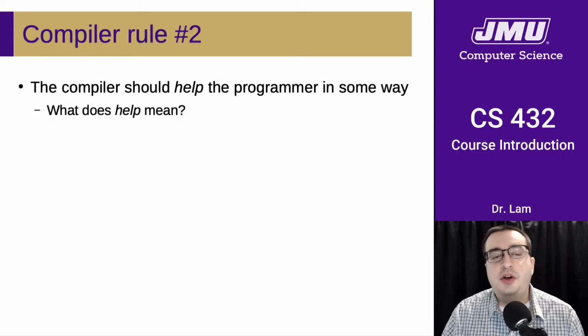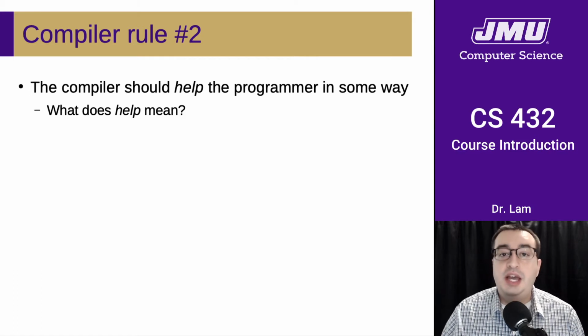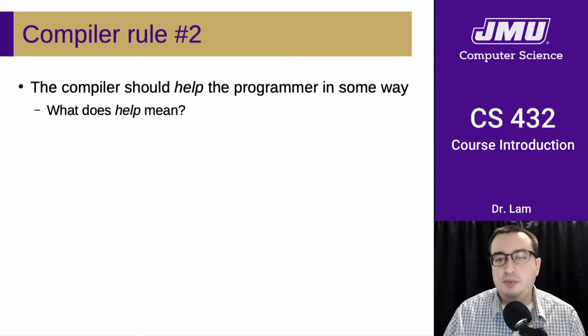All right, so let's wrap up by talking about the second compiler rule from our textbook, which is that the compiler should help the programmer in some way. And it's worth thinking about, what do we mean by help in this case? Well, certainly it's going to be doing the translation, right? It's going to be translating from one language to another. But there are other ways in which the compiler could help the programmer.